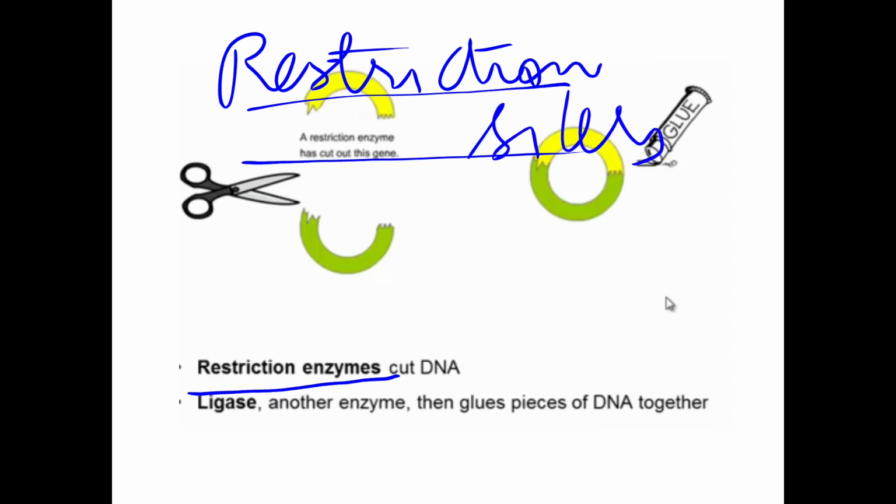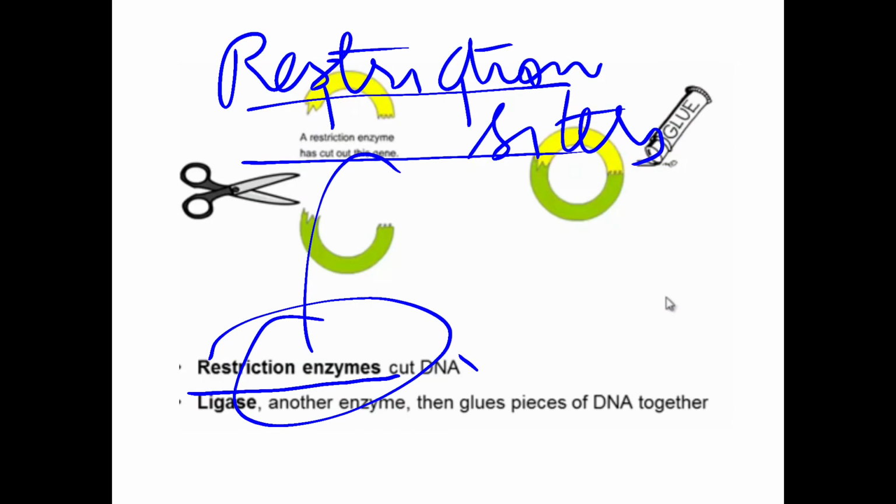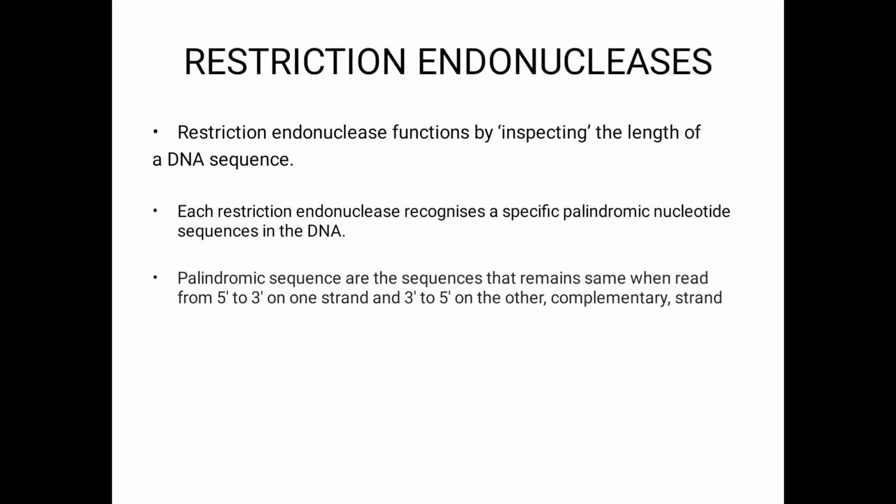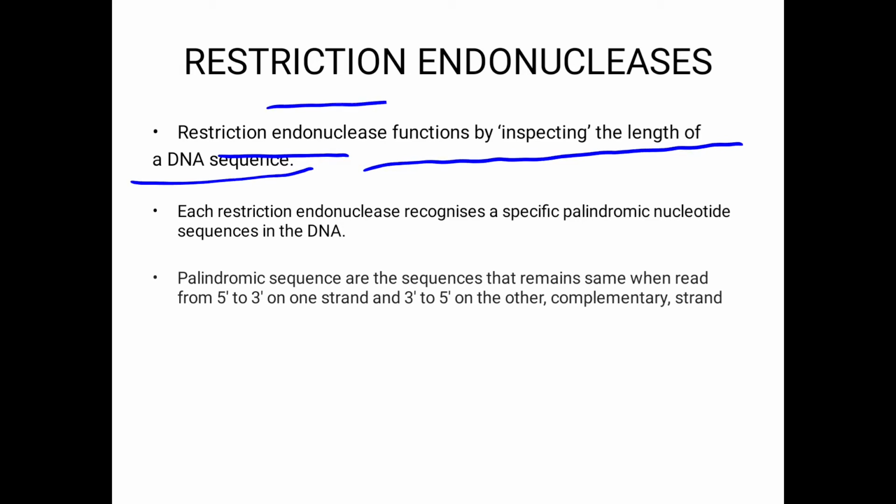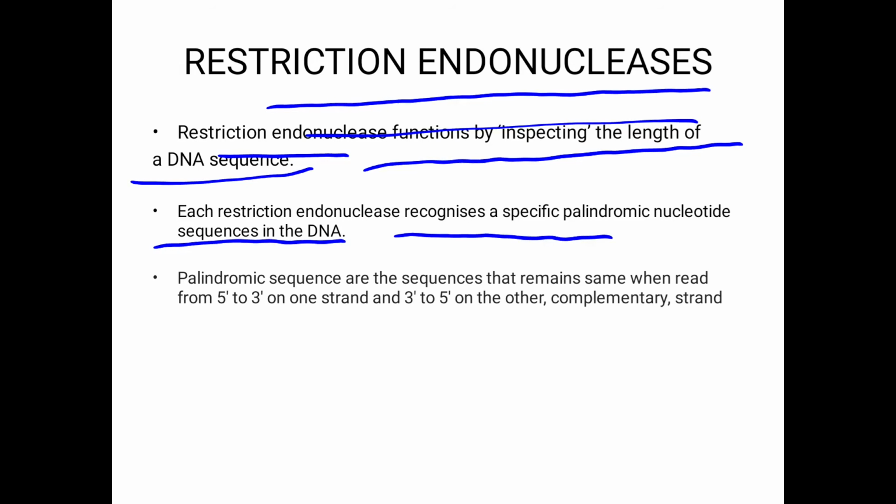Those restriction sites are recognized by the restriction enzymes or the restriction endonucleases, and within that restriction site they will cut the DNA into fragments. So restriction endonucleases function by inspecting the length of the DNA sequence. First they find that particular sequence or that unique sequence. Each restriction endonuclease recognizes specific palindromic nucleotide sequences in the DNA.